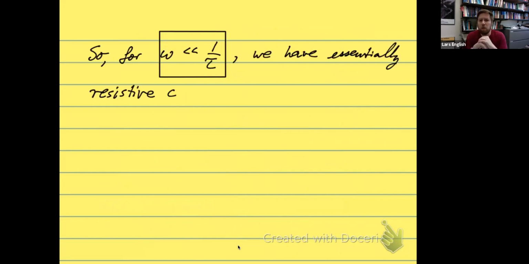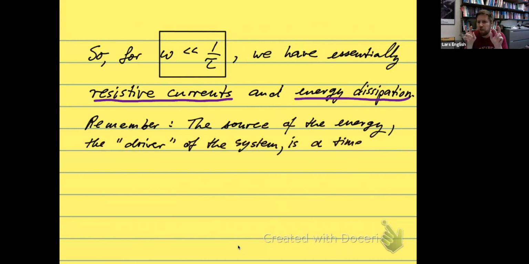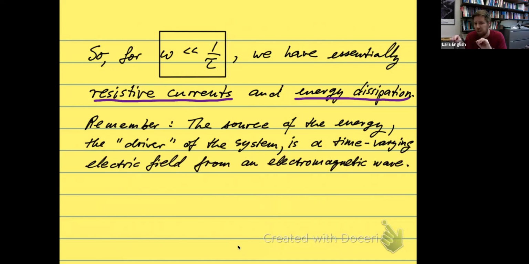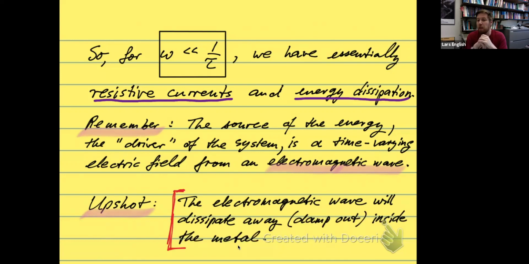And so in this limit where omega is much less than 1 over tau, we have basically resistive currents and therefore also energy dissipation. And we have to remember that the source of the energy, the driver of the system, is this time-varying electric field that comes from the electromagnetic wave. We're making use of the oscillating electric field inside of this electromagnetic wave. We're not concerned with the magnetic field part of the electromagnetic wave. We're just picking out the electric field. And so the upshot, of course, is that the electromagnetic wave will dissipate or damp out inside of the metal in this limit of omega being much less than 1 over tau. We're going to get that dissipation of the electromagnetic wave inside of the metal.